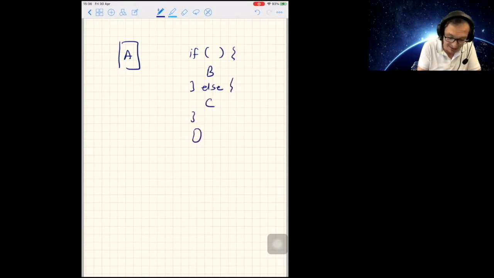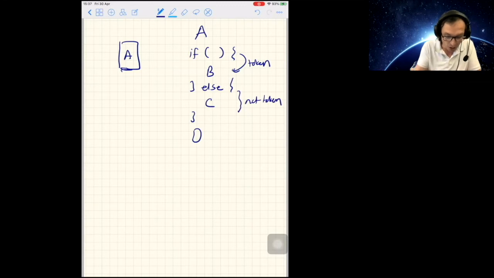you have this code. Let's say block A. Let's do this. You have, let's say, if some condition, you execute block B, else you execute block C, and otherwise you go to block D, and then you have block A over here. Okay, so this is the taken path in your code, and this is the not taken path.